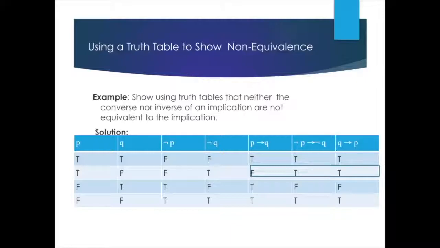Now, would we be able to match P implies Q to Q implies P? No, because the truth table has a mismatch in the second row here. Here I have false, here I have true, and here I have true. So based on that, we just proved that neither the converse nor the inverse is equivalent to the implication itself. So P implies Q is not equivalent to the converse nor the inverse, based on the truth table shown there.